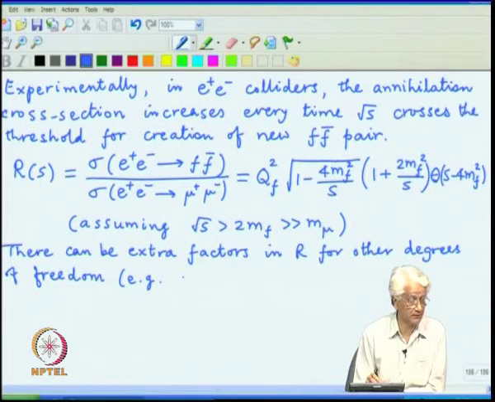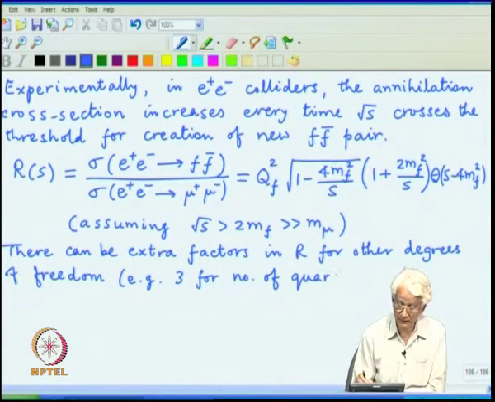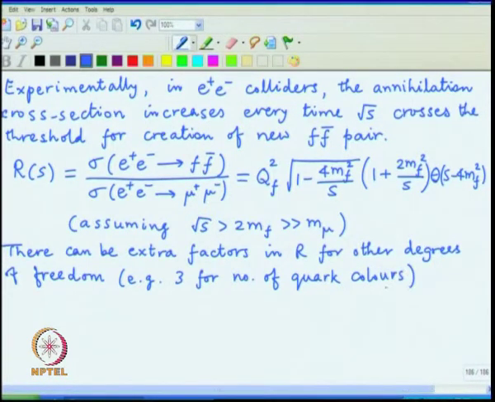For example, there is a factor of 3 for number of quark colors. So, when a quark gets produced, it can be produced in any one of the 3 color, and we have to sum over the possibility. So, R is actually larger by a factor of 3 compared to this formula in case of quarks, and that can be easily included, and what can be then seen is a successive steps in case of hadrons.